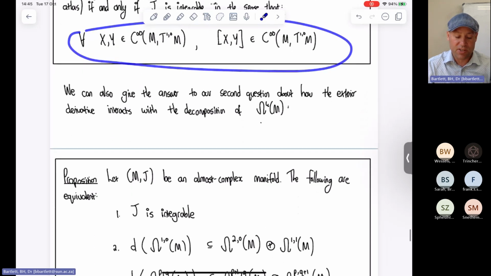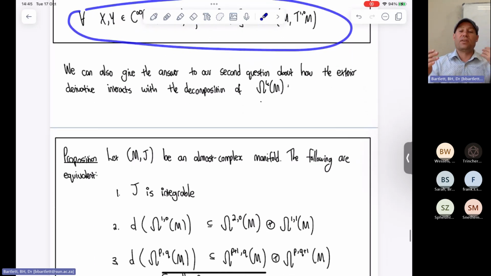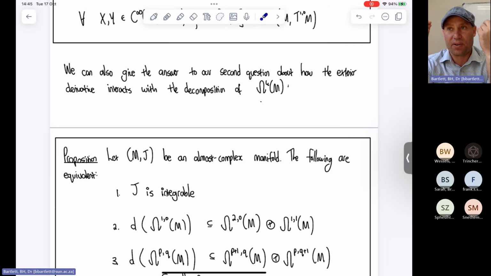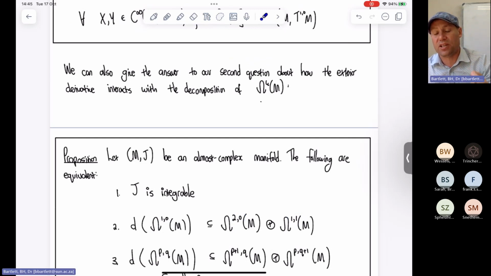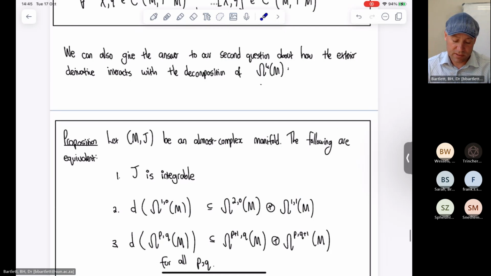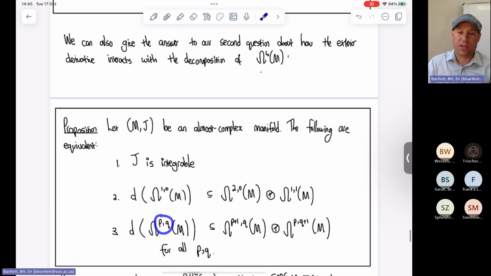And it turns out that that condition is equivalent to a condition about how the exterior derivative operator gets along with this decomposition of forms. It says that when you apply d to a 1,0 form, you get a 2,0 form and a 1,1 form as components, but you don't get a 0,2 component. So more generally, when you apply it to a p,q form, you're going to get components just of two types. One where you've increased p by 1 and one where you've increased q by 1. But you won't get any other types, right?